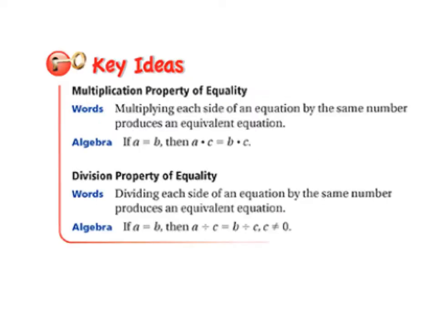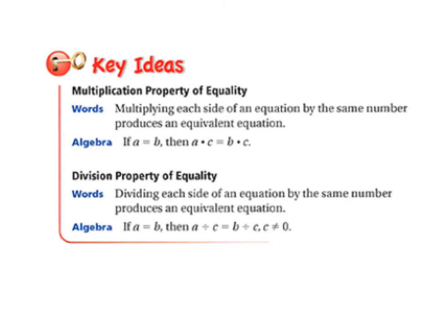Today we're working on page 78 in your textbook, and I'd like you to start with copying these key ideas from the top of that page. Be sure you copy everything exactly as it appears on the page. The multiplication property of equality says that multiplying each side of an equation by the same number produces an equivalent equation. So this is just like addition and subtraction. So if A equals B, then A times C equals B times C.